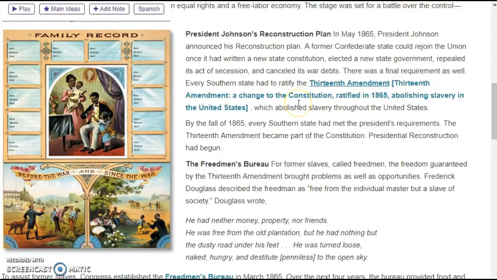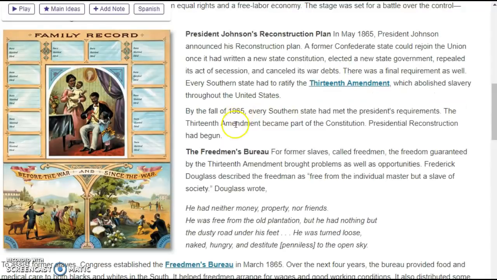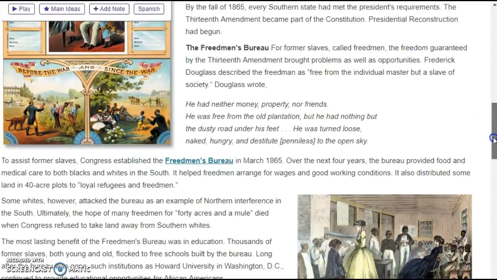13th Amendment, a change to the Constitution, ratified in 1865, abolishing slavery in the United States. By the fall of 1865, every Southern state had met the President's requirements. The 13th Amendment became part of the Constitution. Presidential Reconstruction had begun.